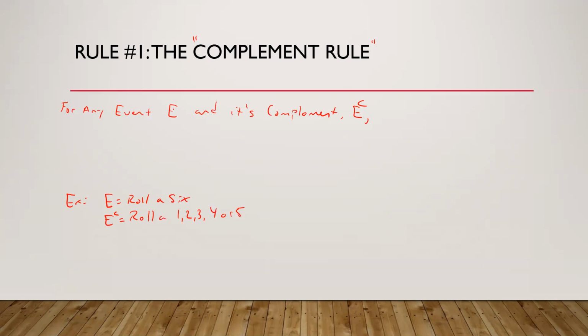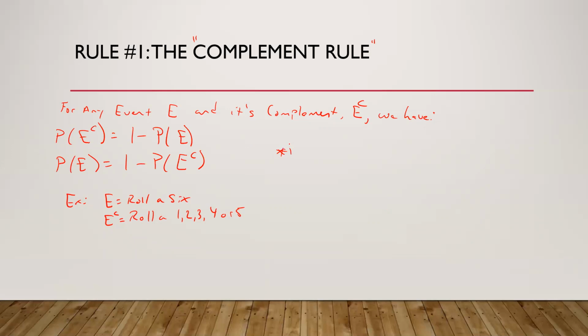So for any event E and its complement, E with the superscript C, we have the following. If I ask you what is the probability of the complement happening, it turns out it's just 1 minus the probability of the original event. Or you can do some simple algebra here. The probability of the original event is equal to 1 minus the probability of the complement.